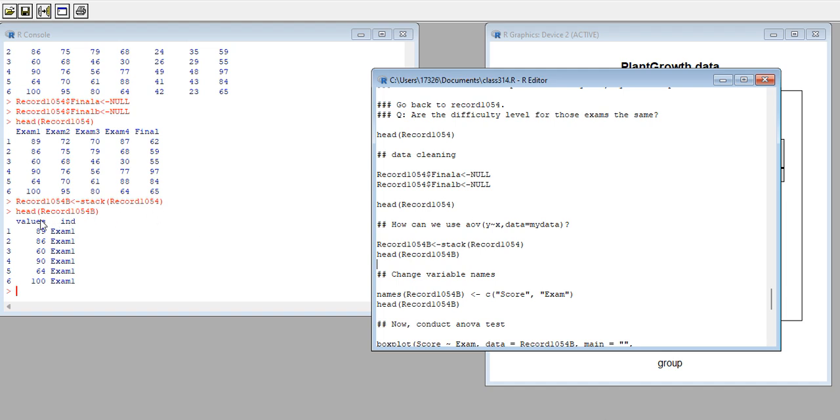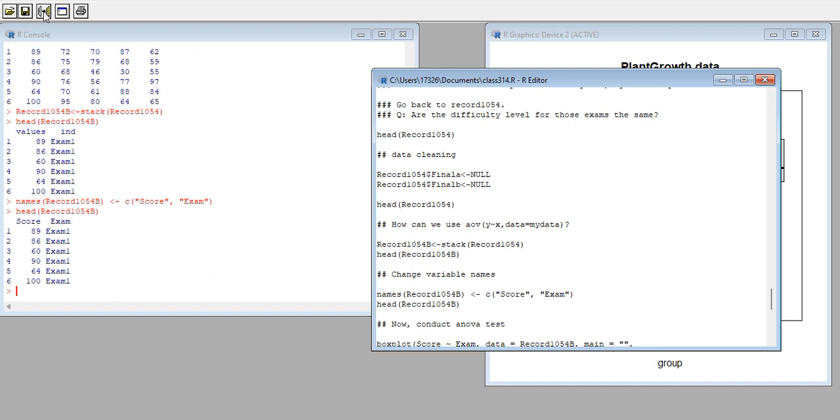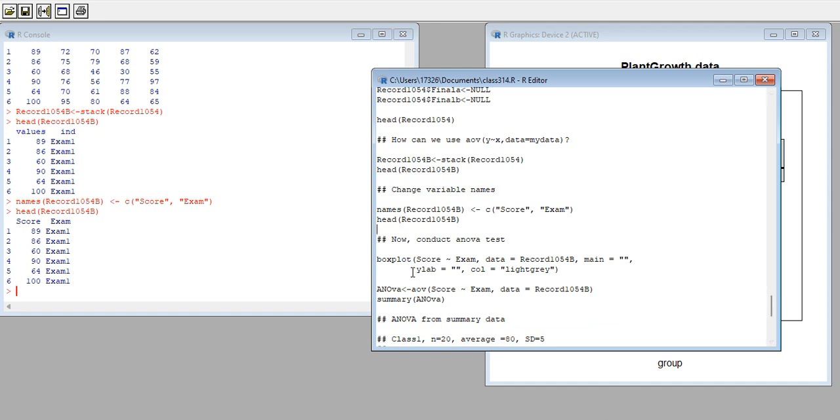The names are automatically given to us by R, and we don't like those names, so we want to change them. We use the names function. We say the first column is score, the second one is exam. Okay, so now we can conduct ANOVA. We also can use the box plot.